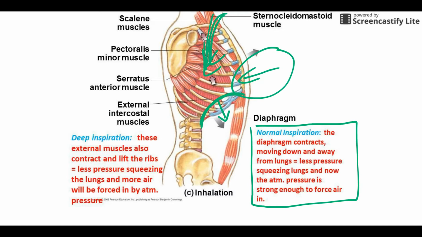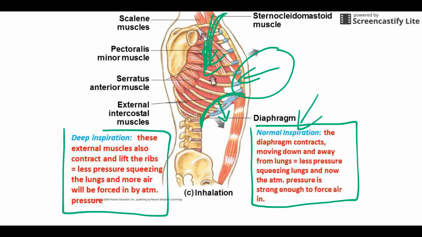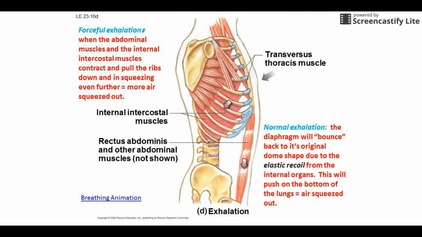For a deep breath, we're still going to use the diaphragm. That's always going to be involved when we're breathing in. But now we're going to use the external intercostal muscles. So we're actually going to lift the ribs up and off. Remember, intercostal means between ribs, and the external ones are on the outside, so they can lift the ribs up and off the lungs. That means there's even less pressure squeezing the lungs, so even more air comes in here.